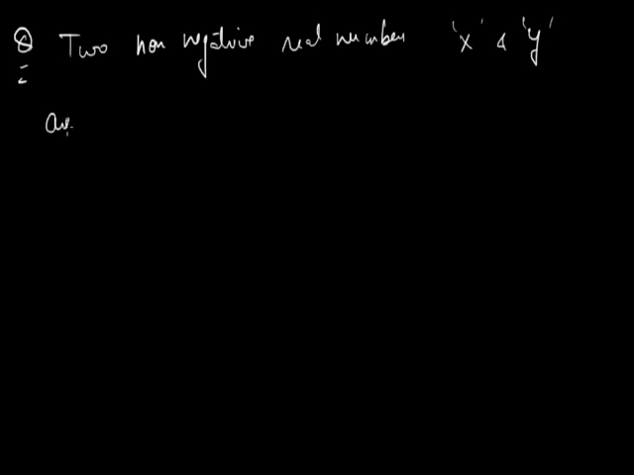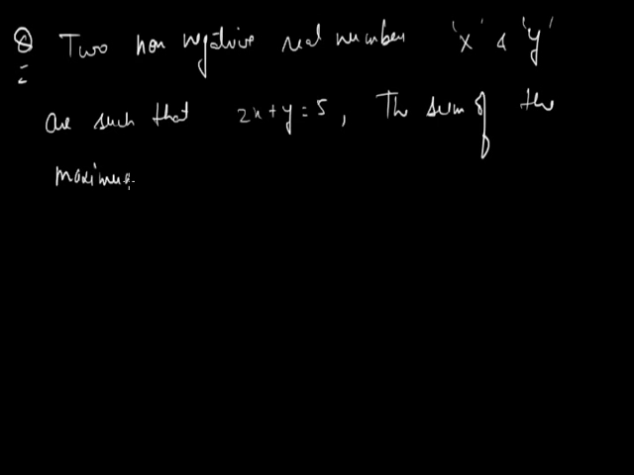Next problem. This is a very important and very interesting problem. Two non-negative real numbers x and y are such that 2x plus y is 5. Find the sum of the maximum and minimum value of x plus y.